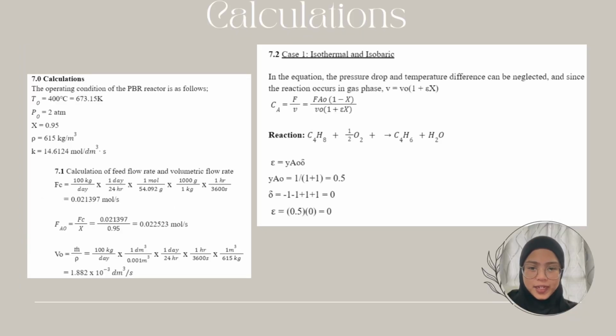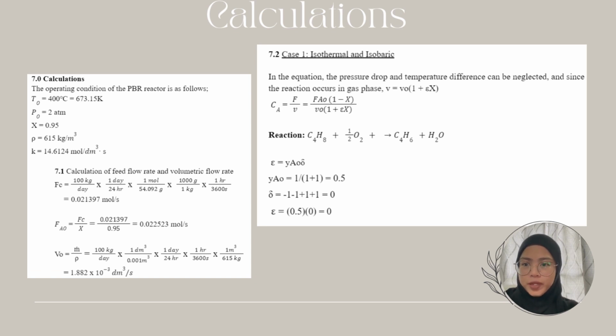Next, I am Nur Adrina Alia and I'm going to present the calculation part. The operating conditions of the PBR are T0 equals 673.15 Kelvin, P0 is 2 atm, the conversion is 95%, the density of butadiene is 615 kg per meter cube, and the k obtained is 14.6124 mole per dm cube second. We can calculate FA0 and V0 because the product flow rate is given.